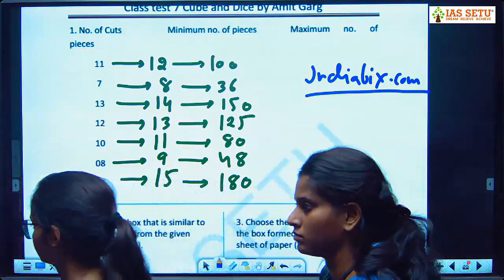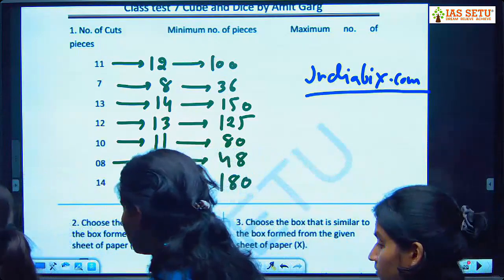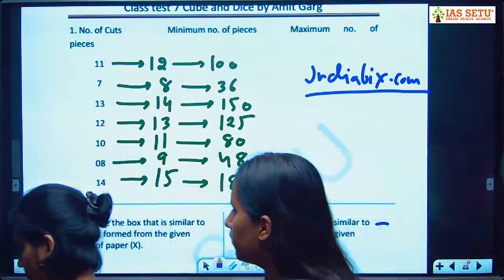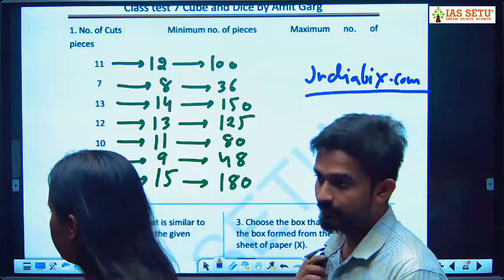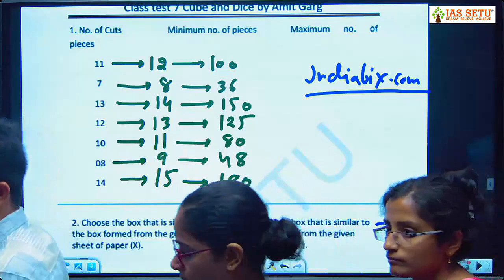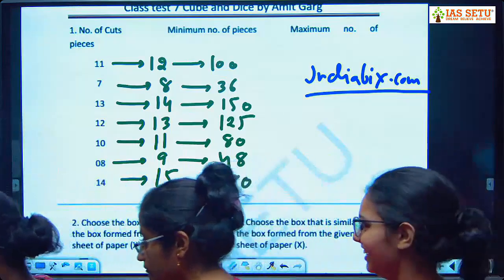Question number 5. Okay, I will take. One difference can be okay, but not more than one. Yes, Simran. कल टॉपिक क्या रहेगा? परसेंटेज, क्यूब एंड डाइस, एक्स्ट्रा कंसेप्ट एंड एक्स्ट्रा क्वेश्चन. परसेंटेज, क्यूब एंड डाइस, एक्स्ट्रा.